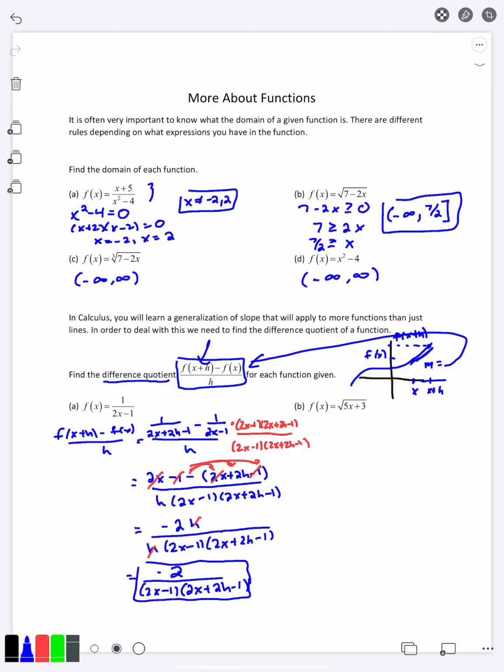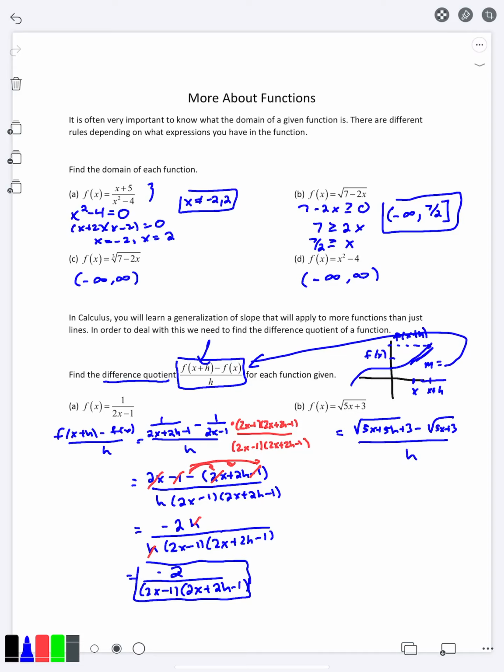Now for the second one, I gave you a square root, which is the hardest version of these that we're going to see. So let's go ahead into the difference quotient. Replace our x plus h here, square root of 5x plus 5h plus 3, minus the original thing, square root of 5x plus 3, over h. The problem is this time there's no common denominator for me to multiply by. In fact, at first there is no nice thing to do.